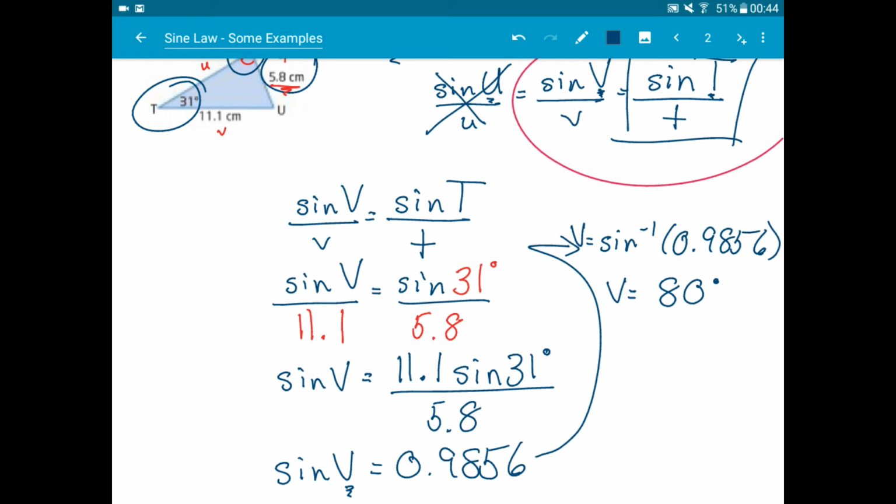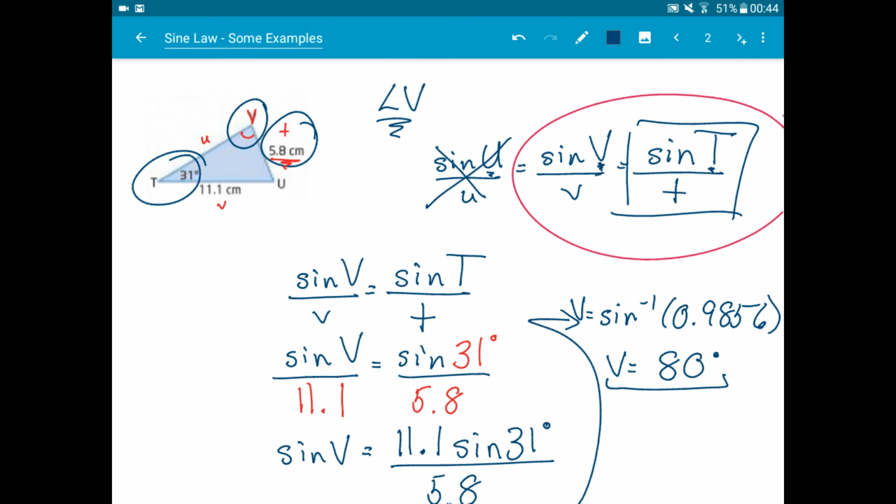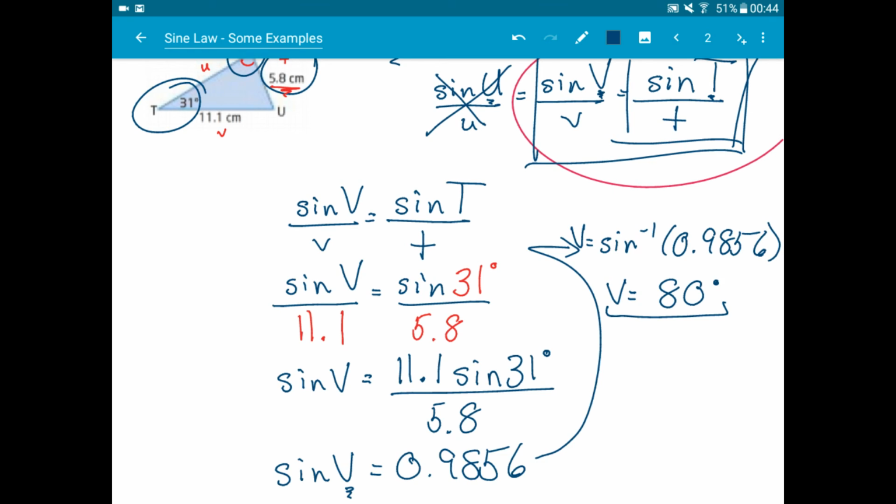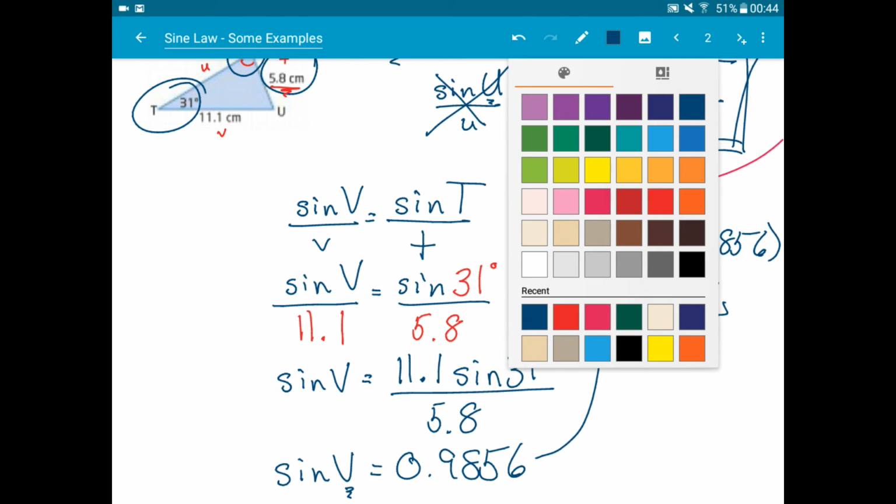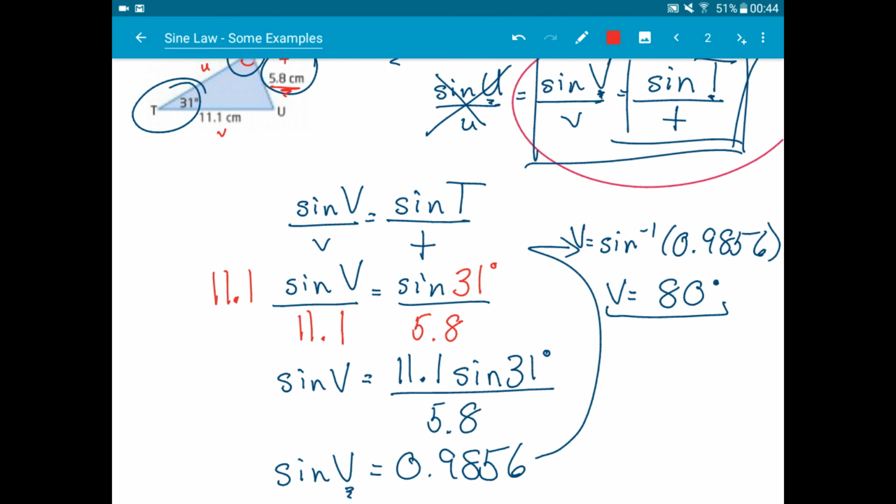Okay, so that's how you find a missing angle. The only difference really is that when you start, you need to start with the sine on top. If you didn't, you'd just have a harder time doing the math a bit later. Okay, label your sides, plug in the values you know. If you got confused over here, remember all I did was I multiplied both sides by 11.1.